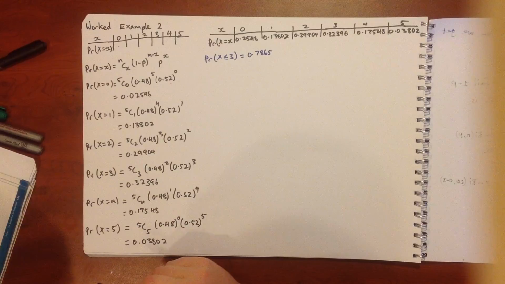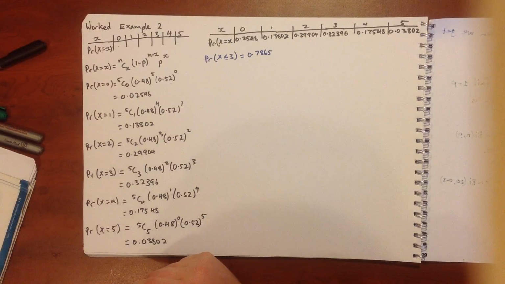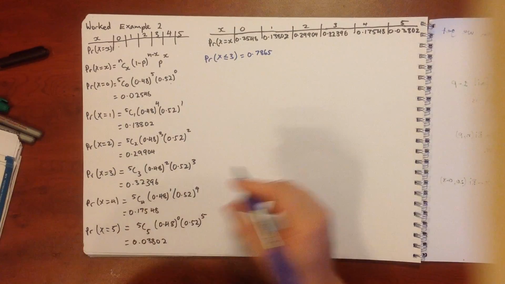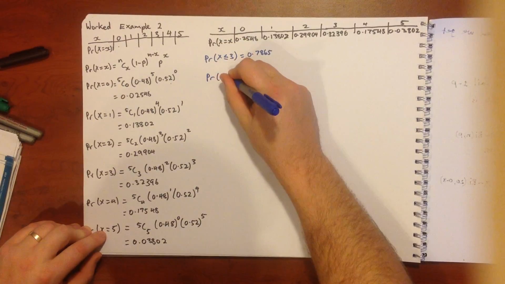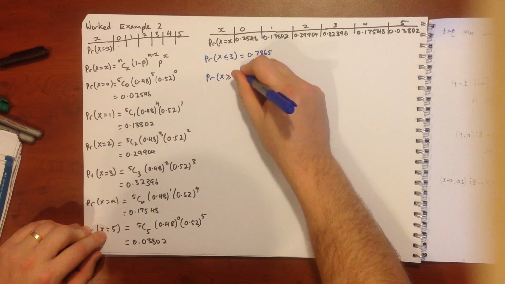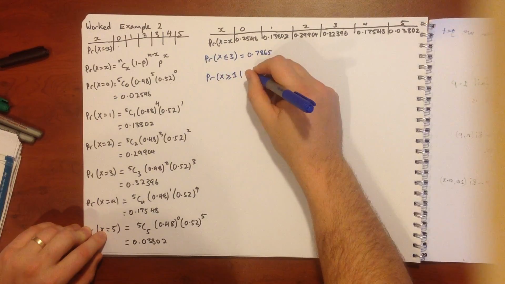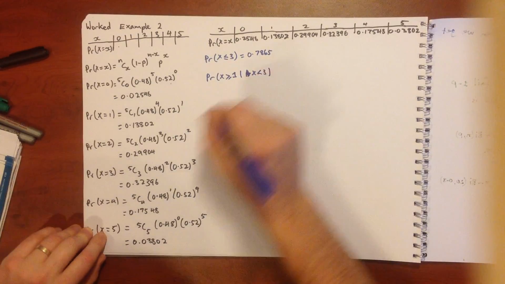Okay, for part C, what we need to do is find the probability that at least one person plays sport, given that no more than 3 people play sport. So what we're saying is we've got to find the probability that x is greater than or equal to 1, given that x is less than 3.